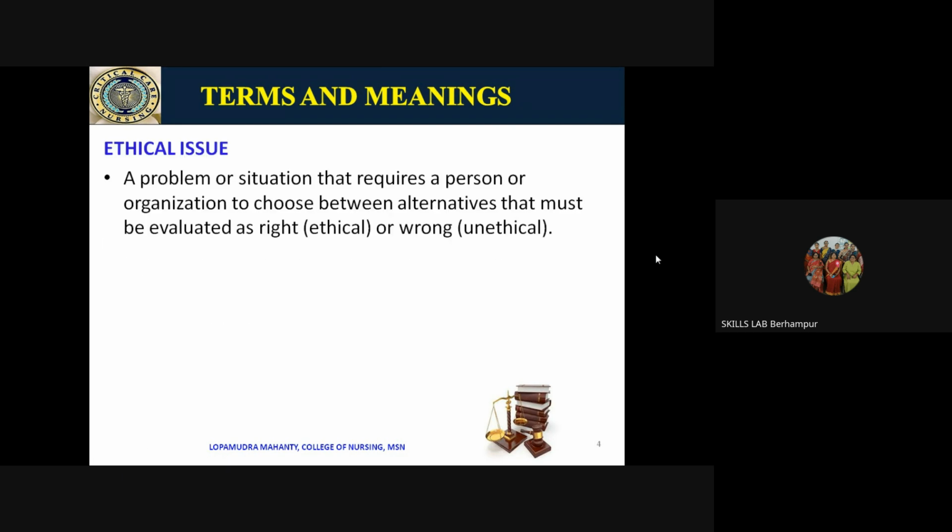Ethical, first is ethical issue. Okay, some of the terminology in the ethical issue. First is ethical issues: a problem or a situation that requires a person or an organization to choose between alternatives that must be evaluated as right or wrong. If it is right, it is ethical, and if it is wrong, then unethical.